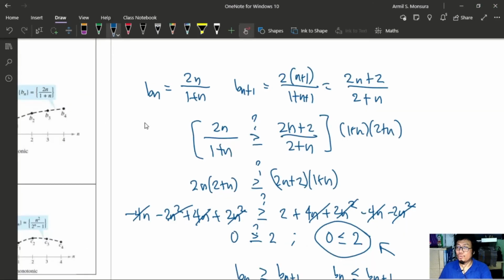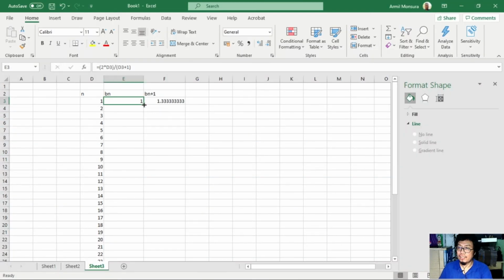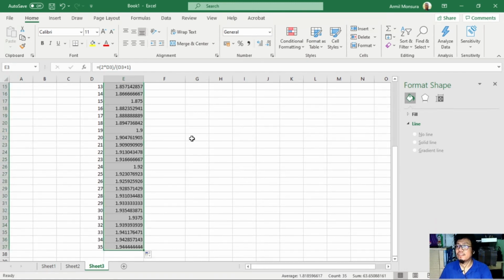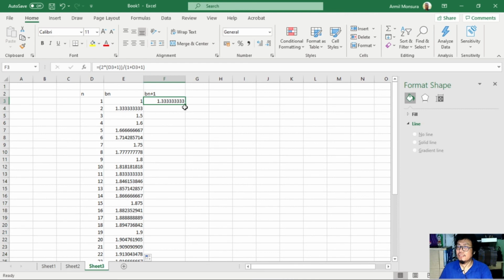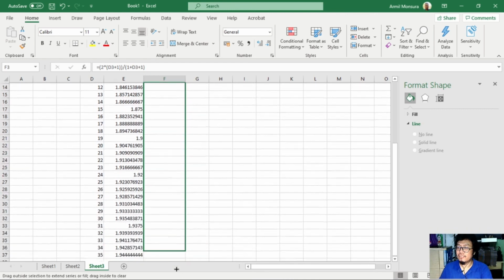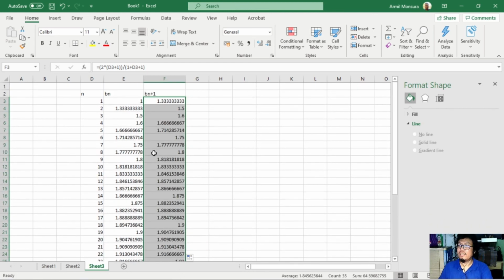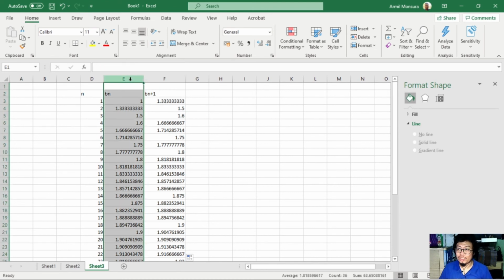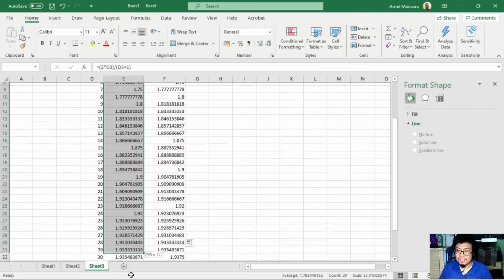Okay, so we try to copy those formulas here. I have the first 35 terms here, and take a look at the pattern. Is this term generally smaller than this one or generally larger? As you can see, it is actually larger. Or instead of looking at this in two columns, you can simply look at this to see if it is increasing or decreasing.